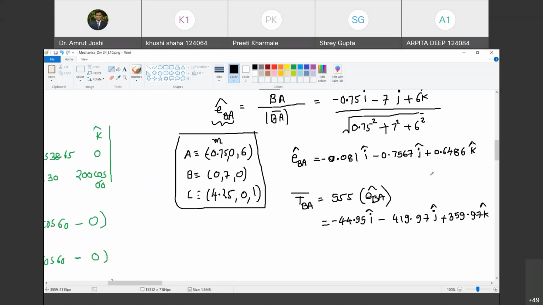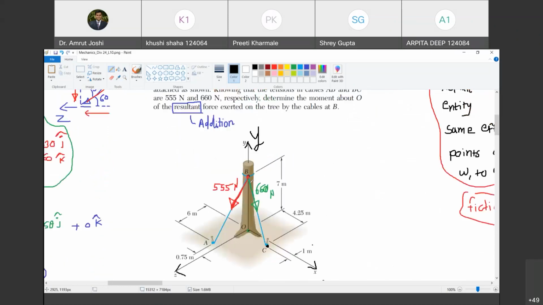And you cannot simply write this. This was a unit vector, so all these coefficients were in meters. But now as this is a force, because we are multiplying by newtons, the unit of this force must be in newtons. Are you with me? Yes, sir. So this is TBA bar.